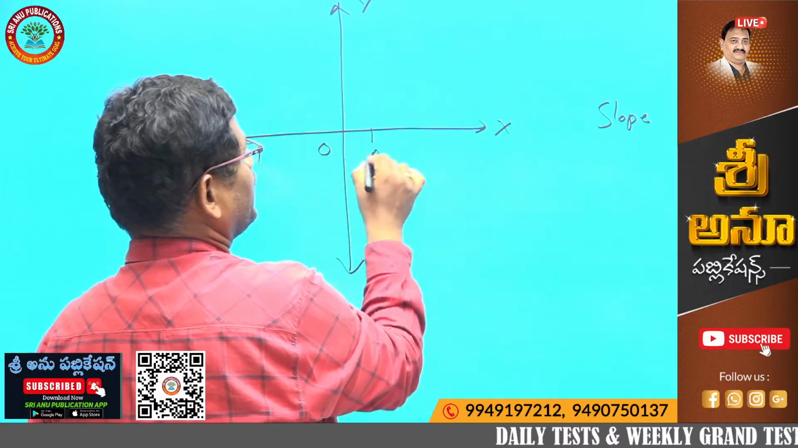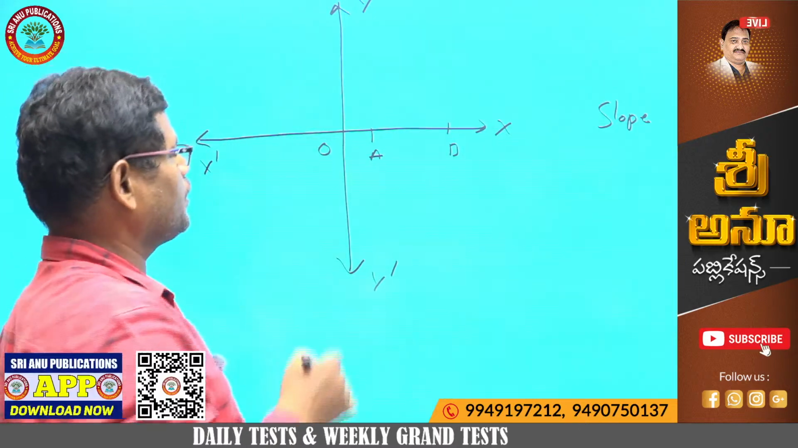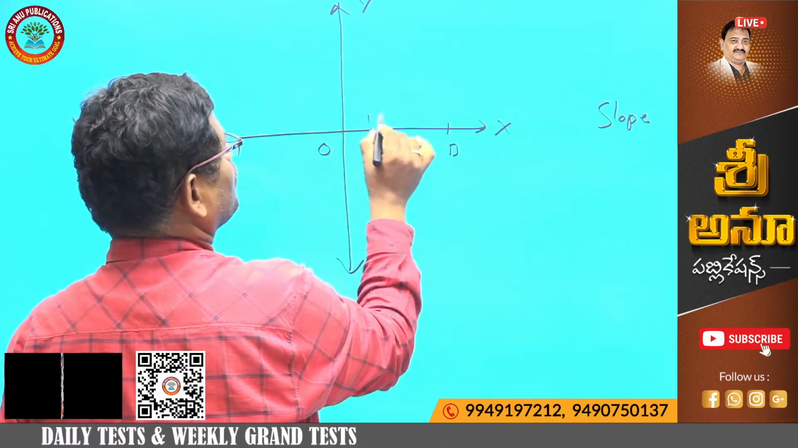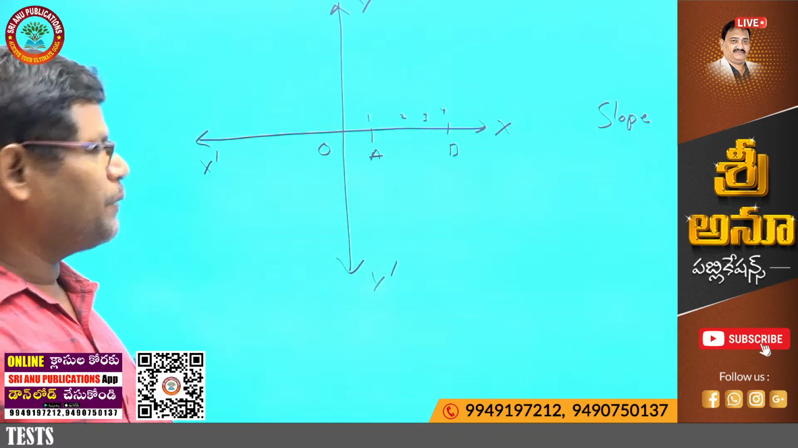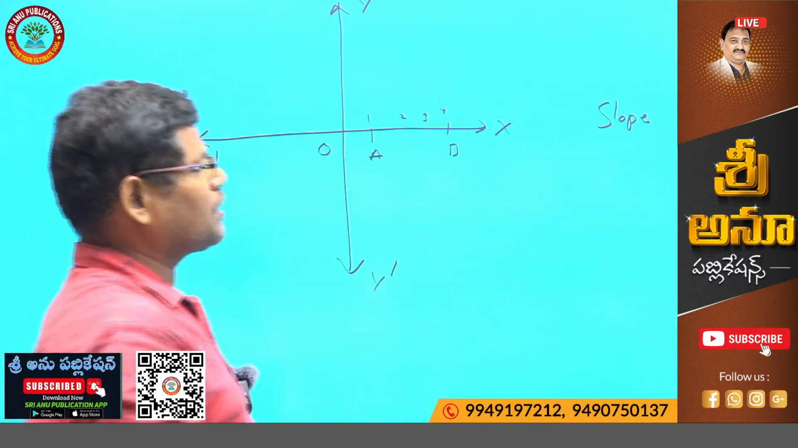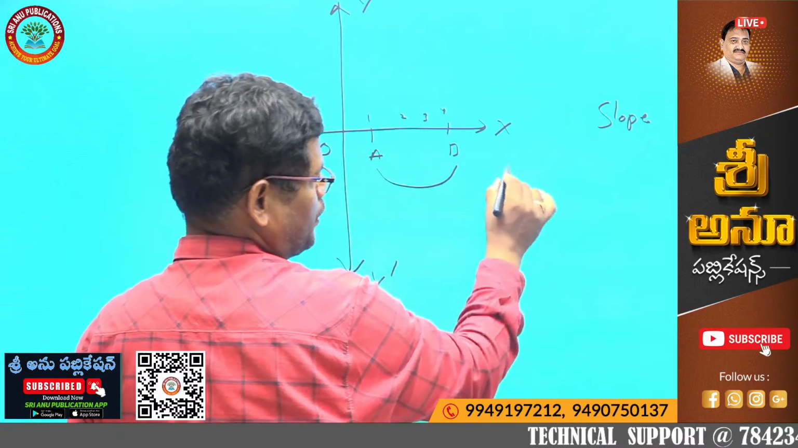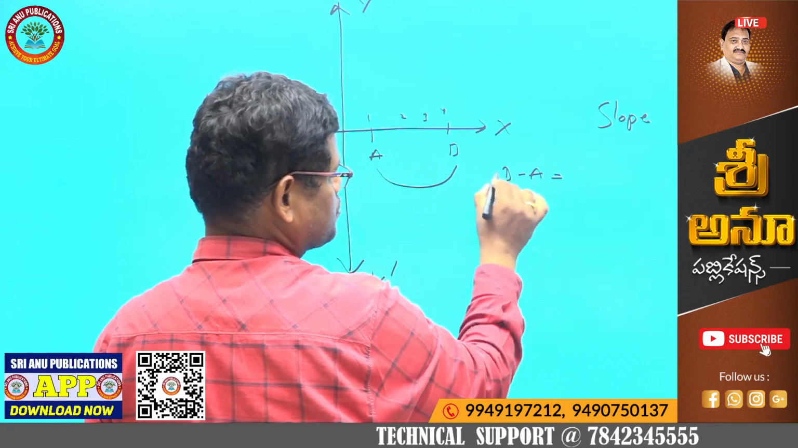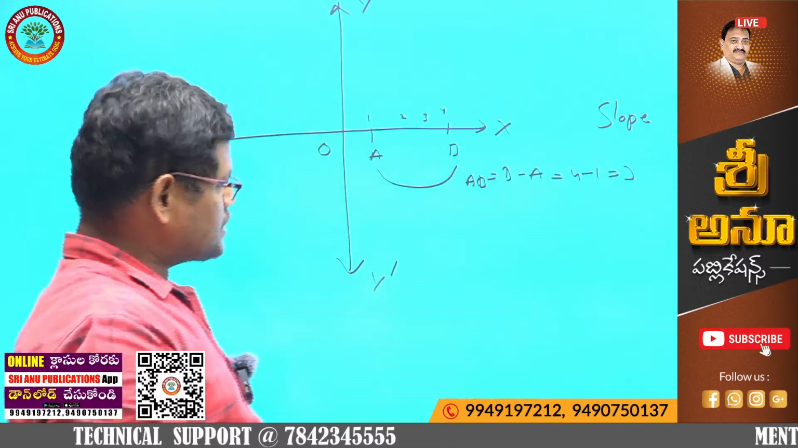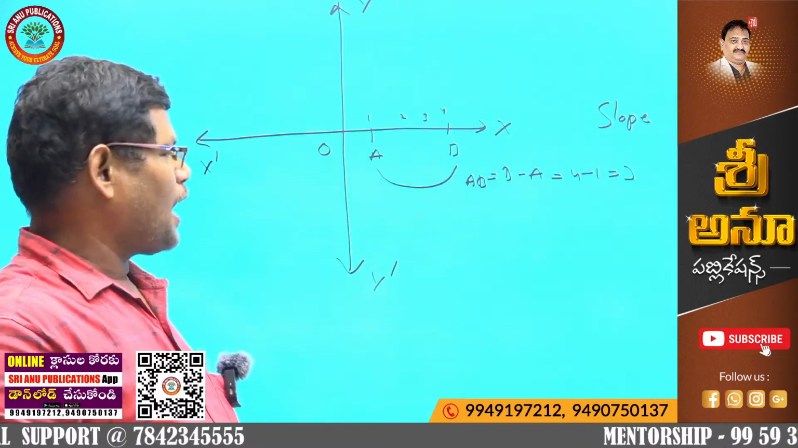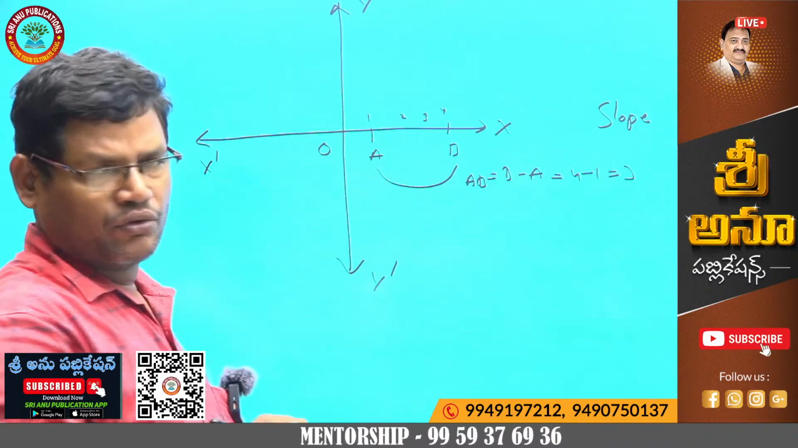Suppose A is a point and B is another point, say 1, 2, 3, 4. What is the distance between A and B? We can find just B minus A. B value 4 is there, A value 1 is there. B minus A is the distance between AB, that is 4 minus 1, nothing but 3. But you can also find it as x2 minus x1 whole square plus y2 minus y1 whole square, under root.